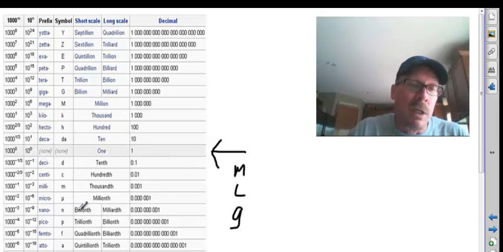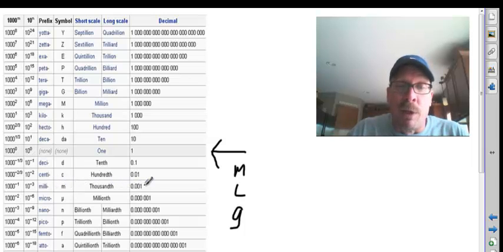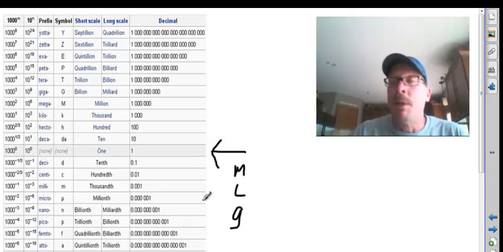If I want to go to the other side of the scale, here's milli vanilli. Milli means 1/1000th, as you can see here, 0.001. So what does that mean? At 10 to the minus third, it means that there are 1,000 millimeters in 1 meter. There's 1,000 milliliters in 1 liter. There's 1,000 milligrams in 1 gram.